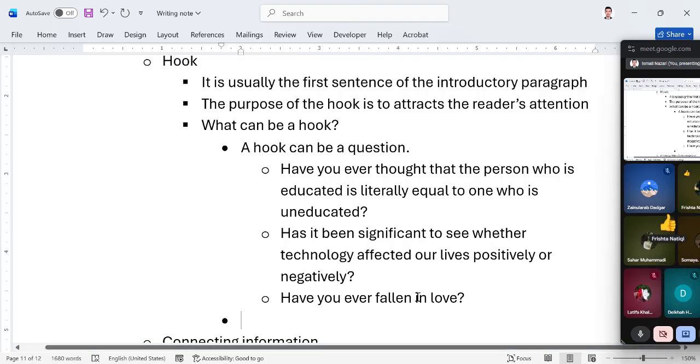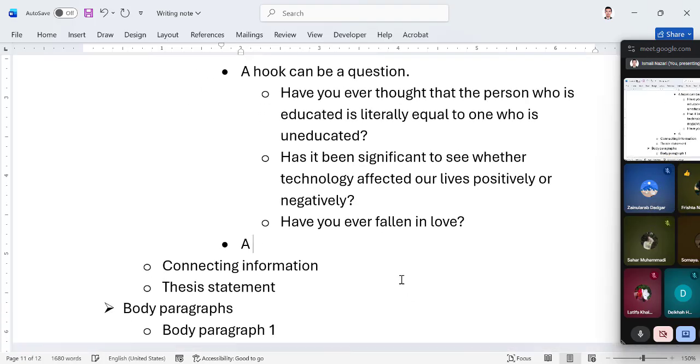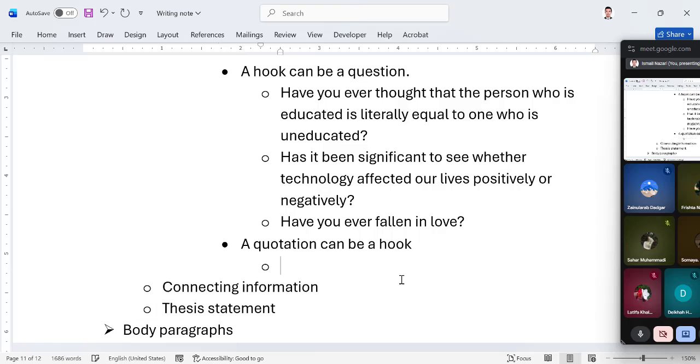The next is a quotation. A quotation can also be a hook. Quotation, literally, you may know that one. Telling person A's idea to person B. That's the simple definition of quotation. So here we can use someone else's words, someone else's idea, and put it in the first part of our essay. We can use that one.